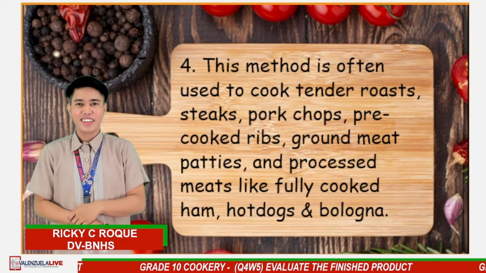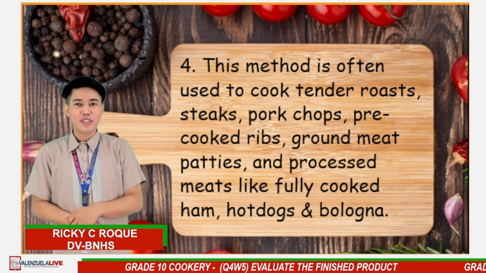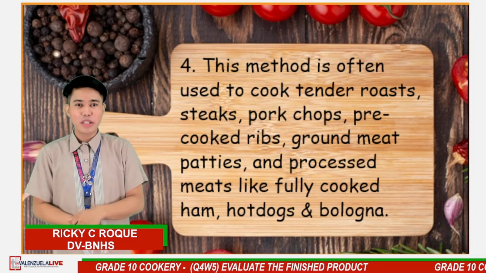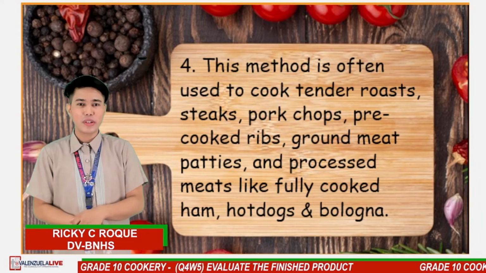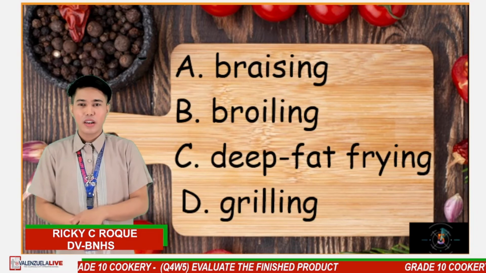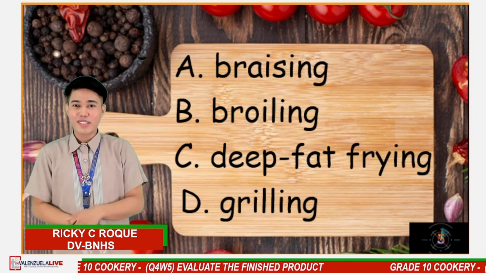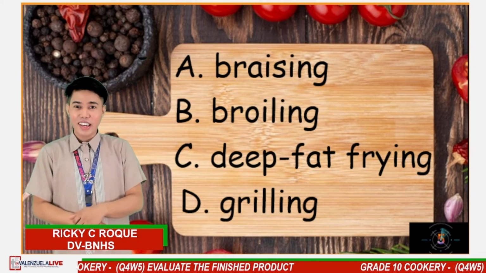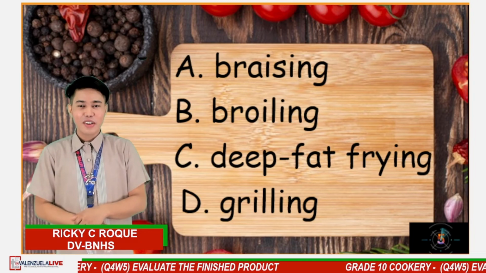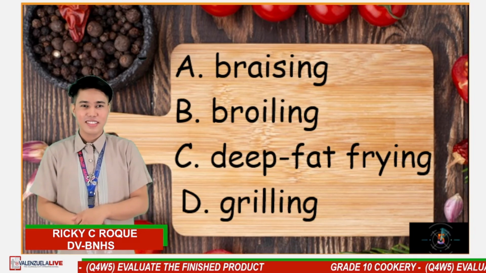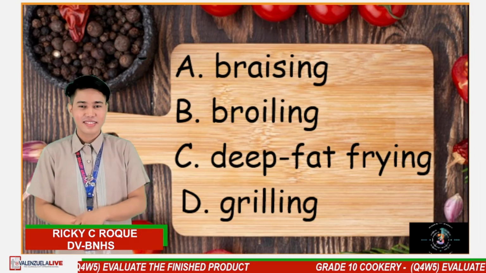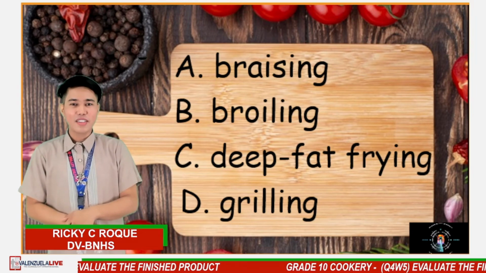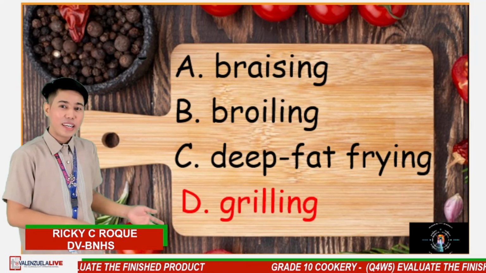Number 4. This method is often used to cook tender roast, steaks, pork chops, pre-cooked ribs, ground meat patties, and processed meats like fully cooked ham, hot dogs, and bologna. Is it A. Braising, B. Broiling, C. Deep pot frying, or D. Grilling? For 5 seconds. The correct answer is letter D, grilling.